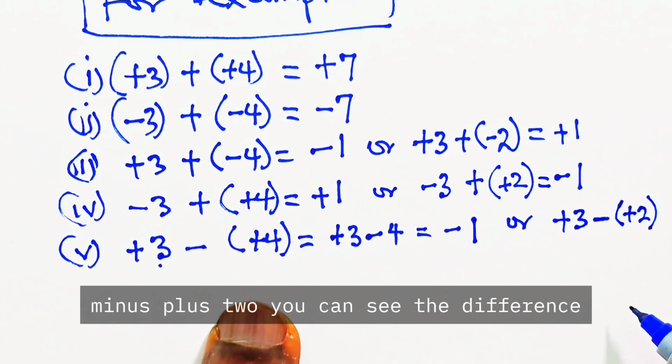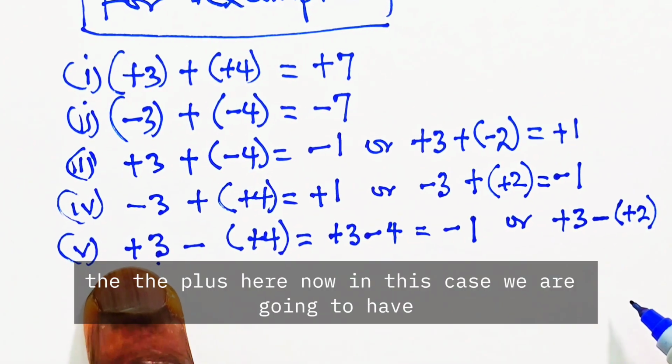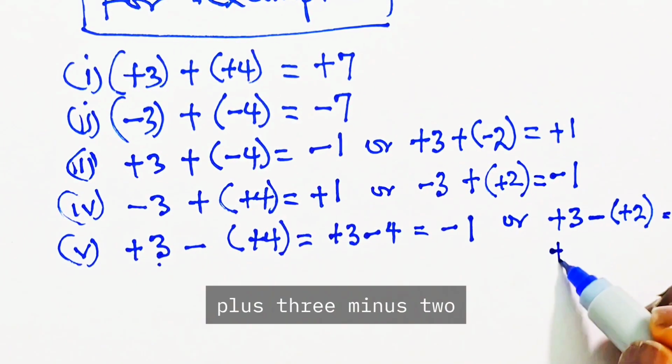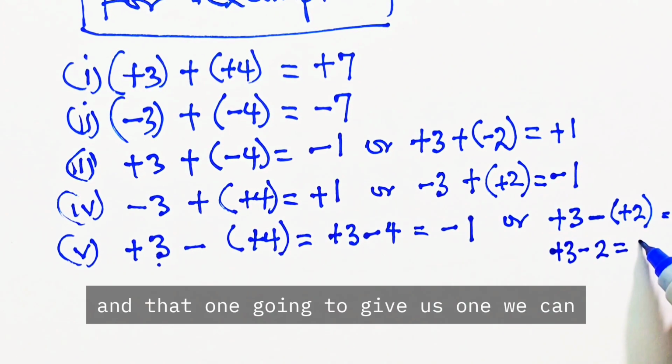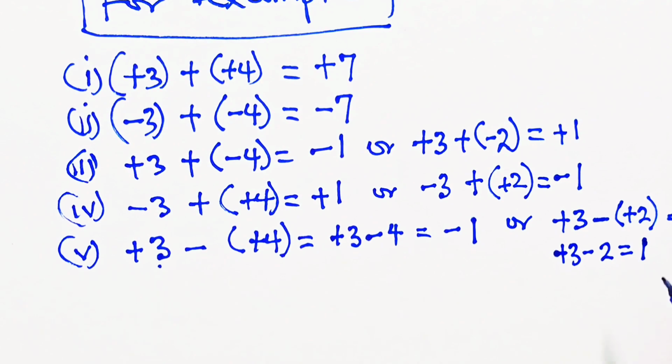You can see the difference. This one, the plus here is greater than the plus here. Now in this case, we are going to have plus 3 minus 2, and that one is going to give us 1. We can see the difference in that too.